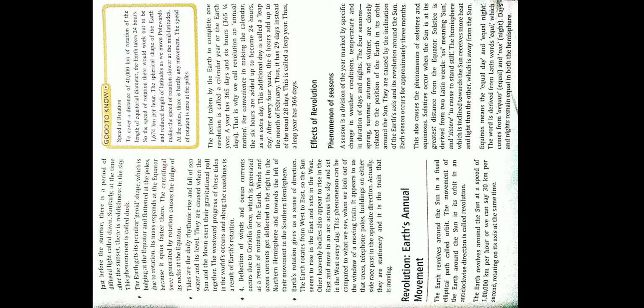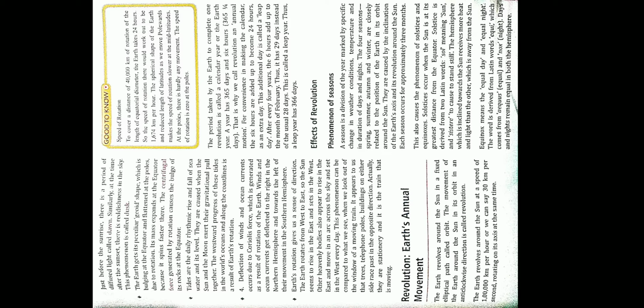Revolution, the Earth's annual movement. The Earth revolves around the Sun in a fixed elliptical path called an orbit. The movement of the Earth around the Sun in its orbit in an anticlockwise direction is called revolution. Now, what is revolution? Revolution is the Earth moving around the Sun in its fixed path, or we can say in a fixed orbit. It is called revolution.